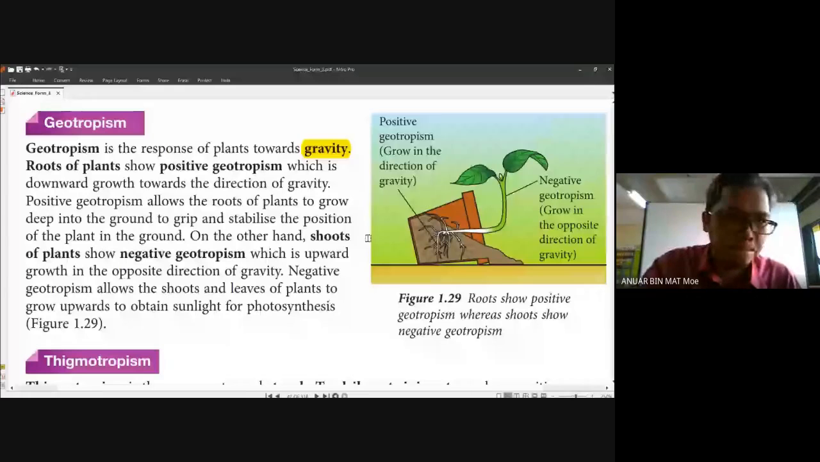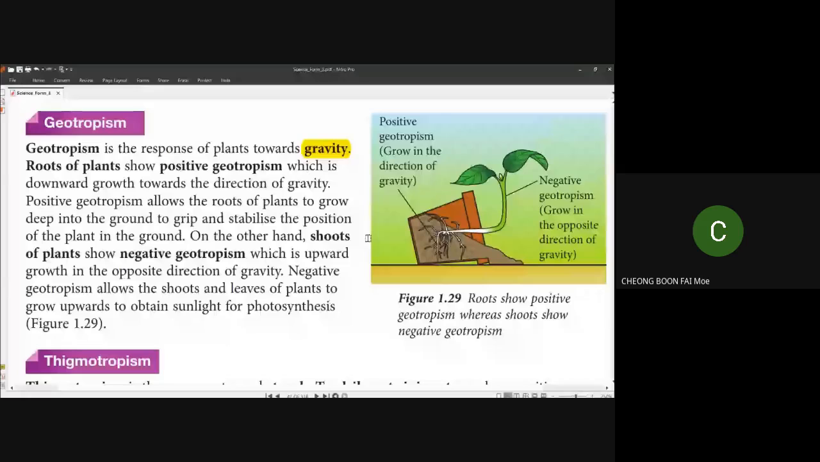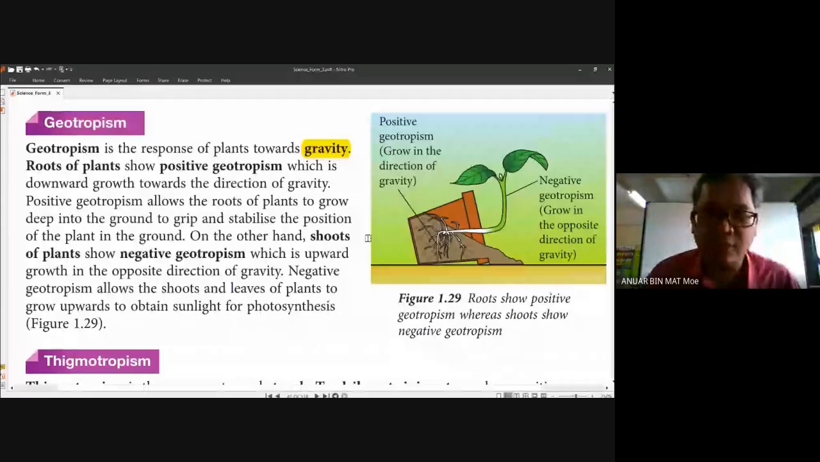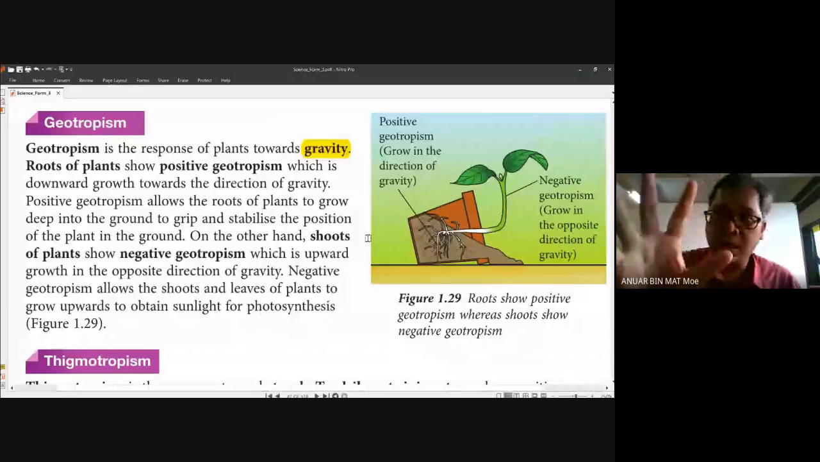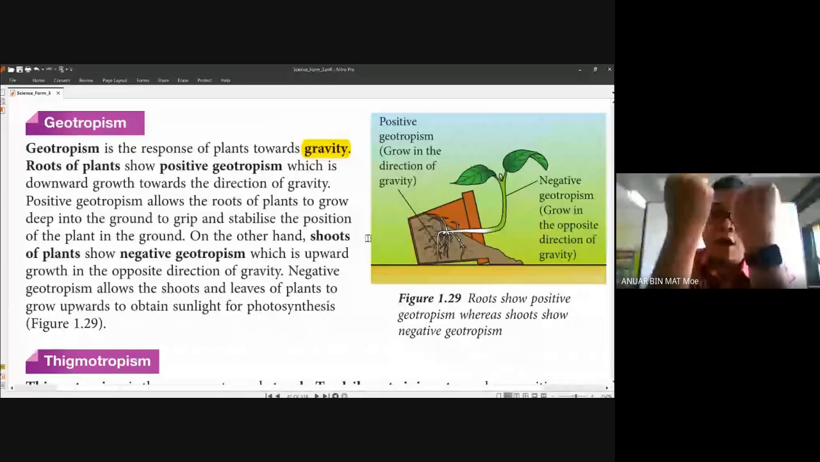Atas ke bawah? Gravity. Gravity going upward or going downward? Downward. Yes. Okay. Very good. Gravity, you remember, is the pull of gravity, is the force that pull us towards downward. Dia pergi bawah, tarik. Okay. So, you just remember here, geotropism, roots of the plant, positive geotropism.